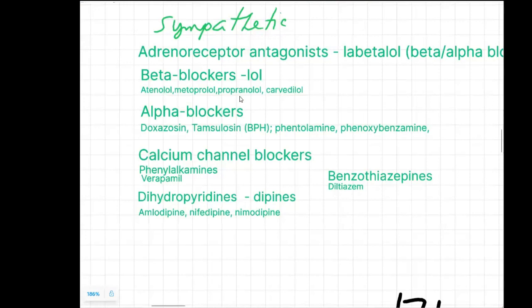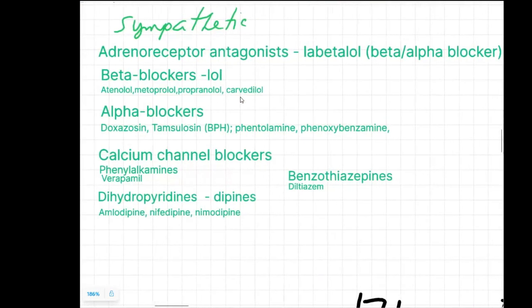Before I move on to the alpha blockers, it's also important to note that labetalol is up here. Even though it ends in lol and is categorized as a beta blocker, it also has alpha blocker properties. By the way, this is also a non-selective beta blocker. As we mentioned, it's both beta and alpha blocker. Typically, labetalol is used in OB, in preeclampsia. And then we have our alpha blockers.